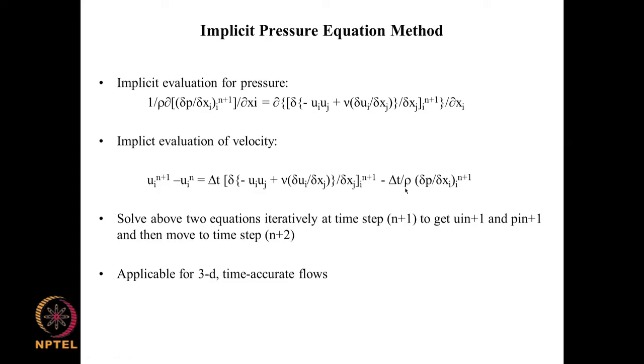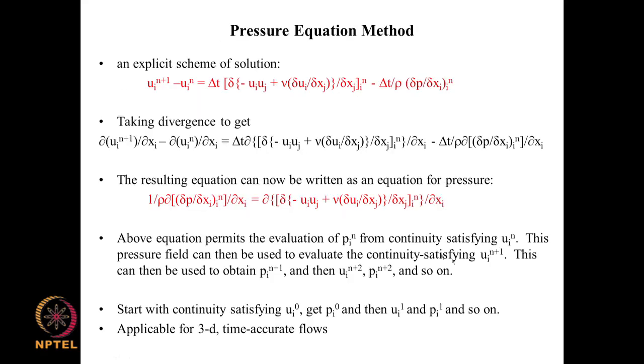So, at each time step you are moving back and forth between these equations several times until you get a converged solution, and only then you move on to n plus 2. Whereas, in the explicit method you solve this once and then you come here and solve this, and then you solve this and then you solve this. You are not coming back to both the equations in the same time step. You solve for one time step, you solve it once.